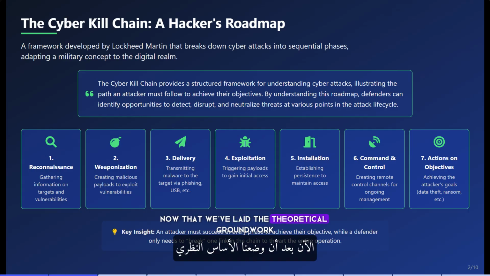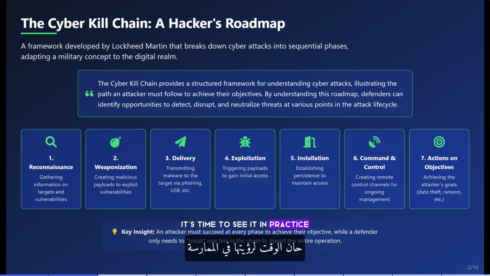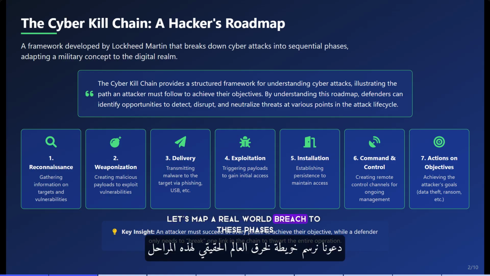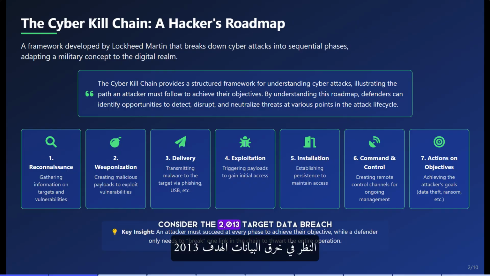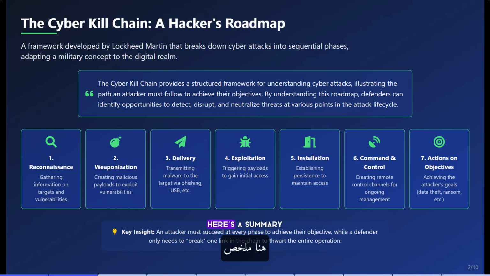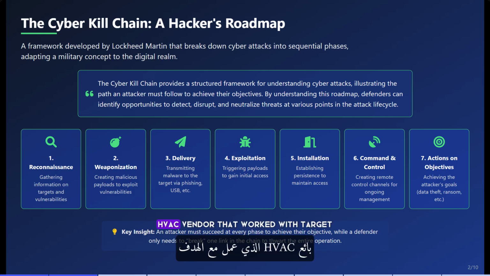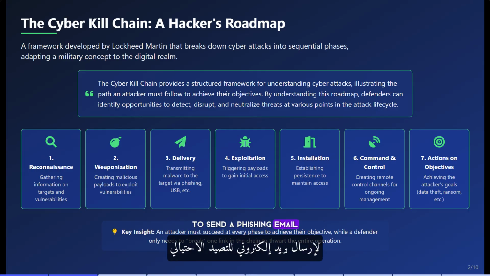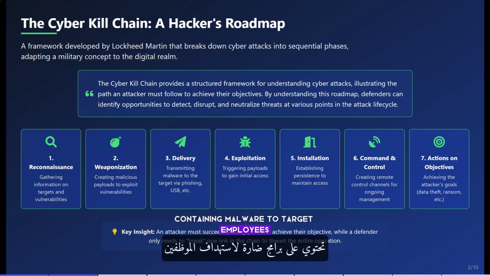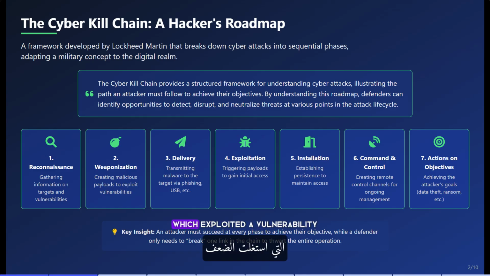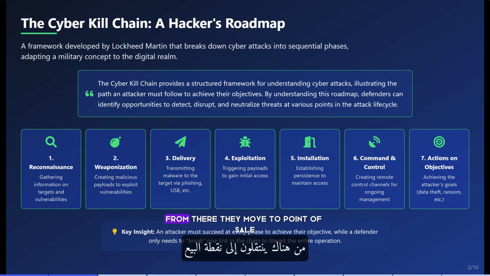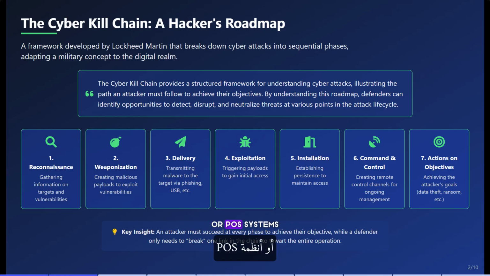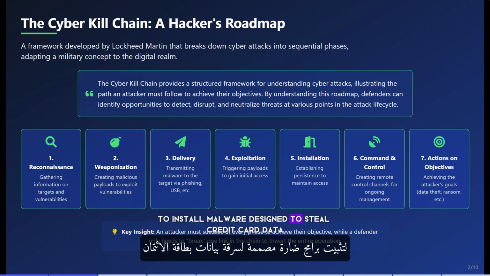Now that we've laid the theoretical groundwork, it's time to see it in practice. Let's map a real-world breach to these phases. Consider the 2013 Target data breach. Here's a summary. Attackers gathered network credentials from a third-party HVAC vendor that worked with Target. They then used these credentials to send a phishing email containing malware to Target employees. An employee opened the attachment, which exploited a vulnerability and allowed the attackers to gain a foothold on the network. From there, they moved to point-of-sale, or POS, systems to install malware designed to steal credit card data.